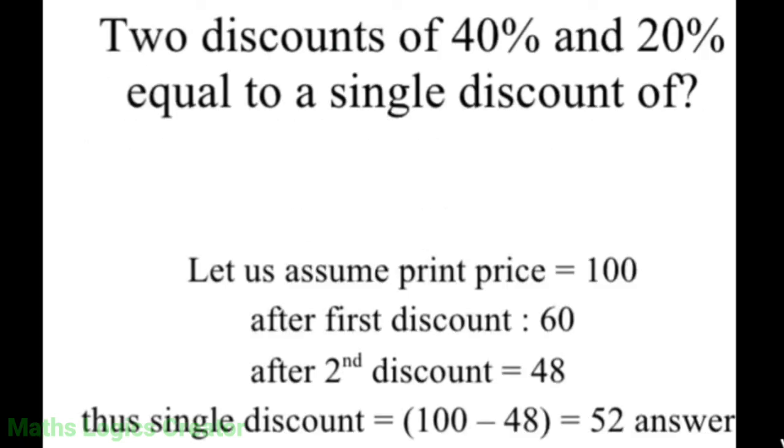This question is very important for railway exams as well as bank exams. Two discounts of 40% and 20% are equal to a single discount of how much? Normally we take base price 100. For the first discount of 40%, we get 60. For the second discount, on 60 we have to calculate 20%. On 60, 20% is 12. So 60 minus 12 is 48. After the second discount we have 48. Thus the single discount is 100 minus 48, so the answer is 52.